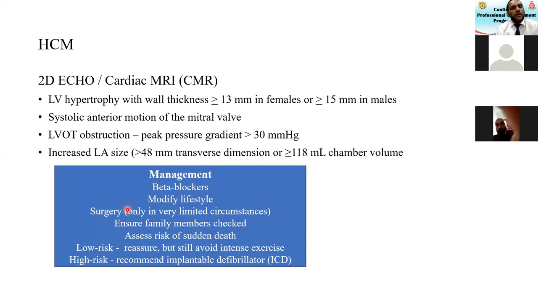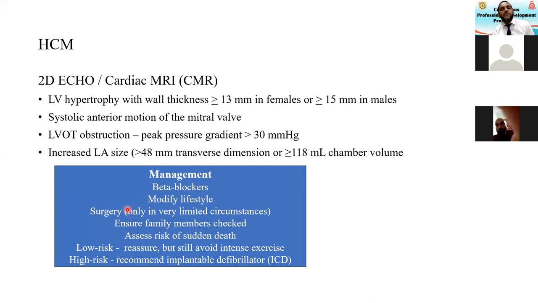Left ventricular outflow tract obstruction with the peak pressure more than 30. These are the findings in echo. And increased left atrial size of more than 48 millimeter in dimension, or 108 milliliter in chamber volume. So these are the common findings which we can find in the second line investigation.